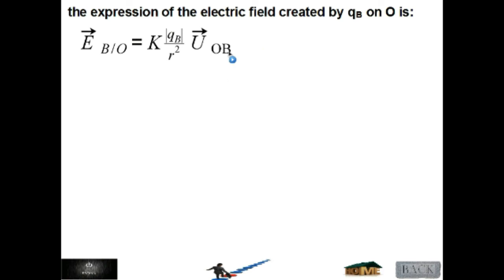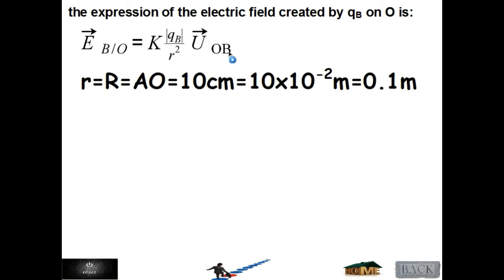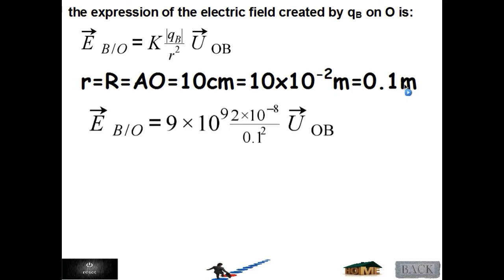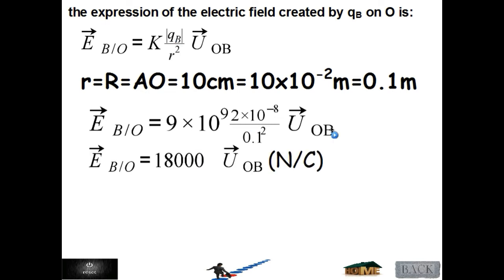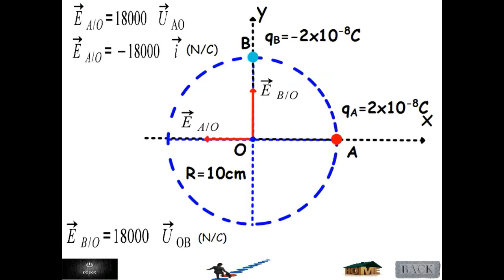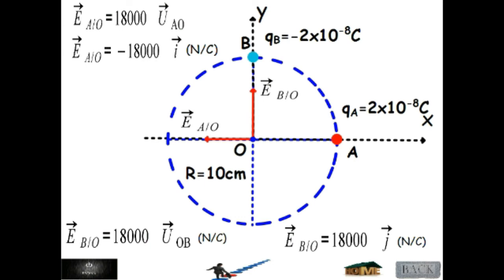Also r is the distance between O and B, which is the radius, so it's 0.1 meter. We can plug in the numbers: 9 times 10 to the power 9 instead of k, QB is minus 2 times 10 to the power minus 8, but as an absolute value we will write 2 times 10 to the power minus 8, over 0.1 squared. And the answer will be 18,000 UOB vector, Newton per Coulomb, the SI unit. As we noticed, UOB has the same direction as the y-axis. Thus we can write E of B on O equals 18,000 j, so the unit vector j is the same as the unit vector UOB, same direction.